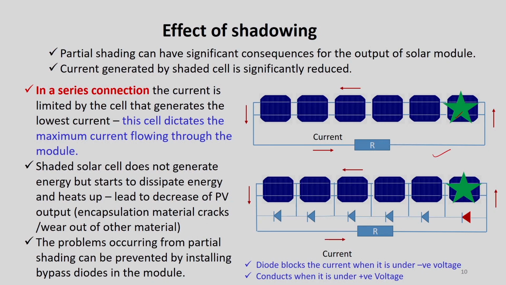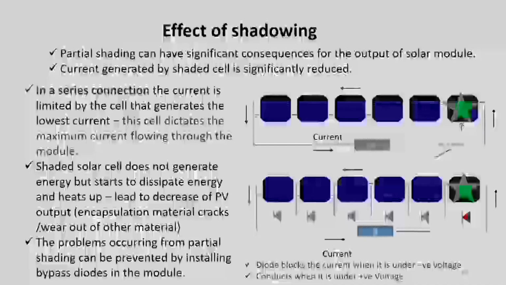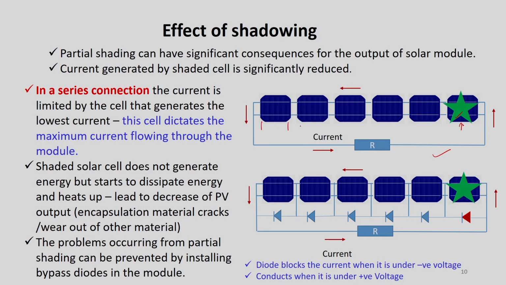The current generated by the shadowed cell is significantly reduced. What happens if it is shadowed by some external thing? The current generated by this cell is significantly reduced, and that affects the entire system. If we consider a series connection, the current is limited by the cell that generates the lowest current. So, what happens when it is shadowed? Current generation will be very low in the case of this 6th cell.